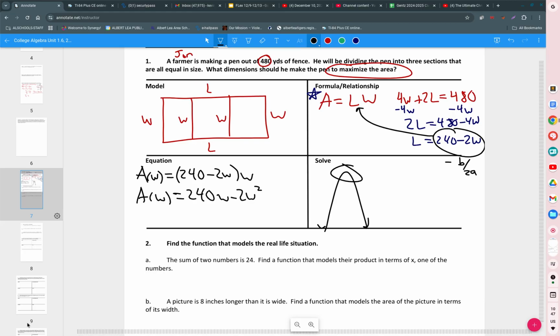Negative b divided by 2a. Does that ring a bell? So negative b is negative 240 divided by 2 times a, which would give me negative 4. Negative 240 divided by negative 4 is 60. Notice that the vertex has an x-coordinate and a y-coordinate. We just found the x-coordinate. And in this problem, x is represented by w instead of x. So we found that the width is in fact 60.